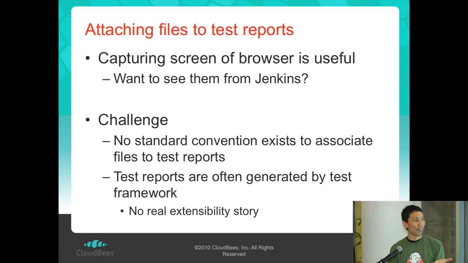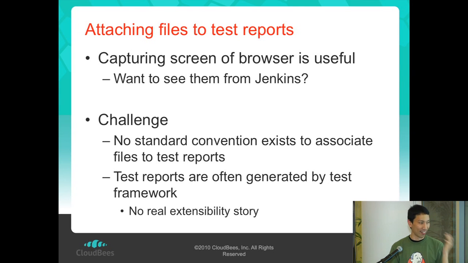Unfortunately, this is a simple thing. It's just a few missing links here and there, but it's the kind of thing that spans across many different frameworks and tools, so no single person could easily fix it. Today there exists no convention to associate such files to test reports, and the test reports are often generated by test frameworks like JUnit or TestNG, and normal test code doesn't have any access to those things. So that makes it somewhat difficult.